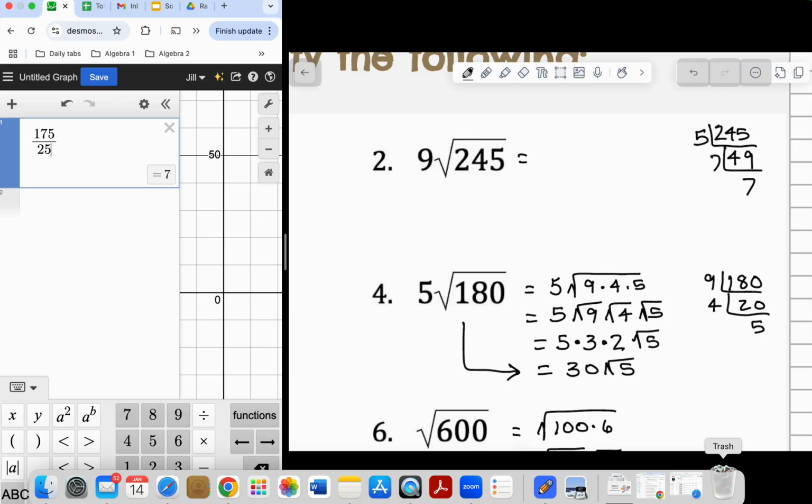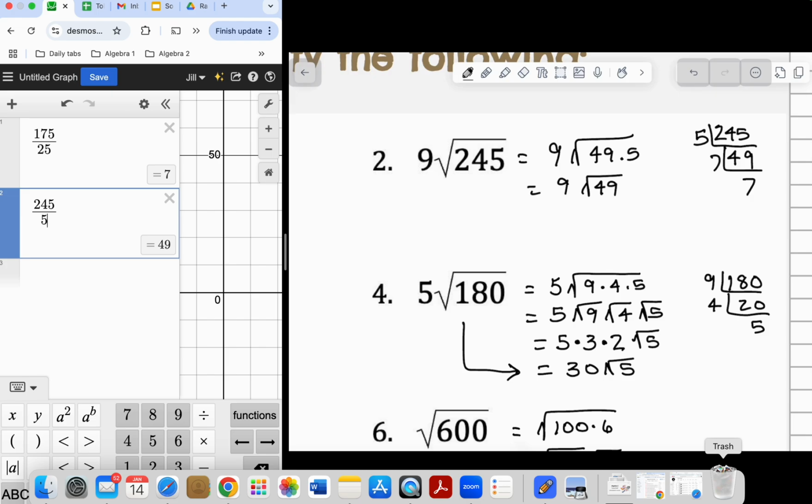7 times 7. So I'm going to rewrite the square root of 245 as 9 times 49 times 5. And then that becomes 9 times the square root of 49 times the square root of 5, which is 63 times the square root of 5.